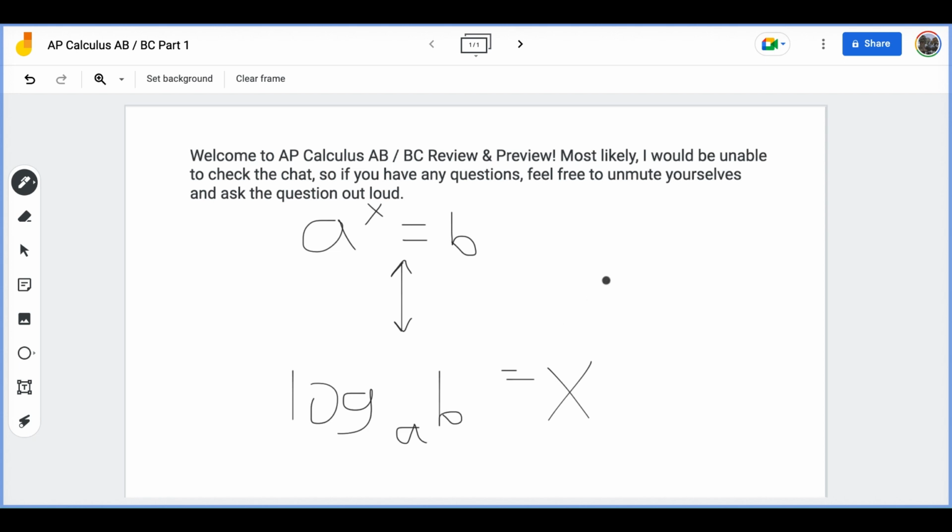So let me give you an example. Let's say it's log base 2 of 8, and you're trying to find out what it is. Well, you can convert it to the exponential form. You would take 2 to what power makes 8, and then you would go through the powers of 2 and you realize, oh, it's 3. Log base 2 of 8 is 3 because 2 to the power of 3 is 8.